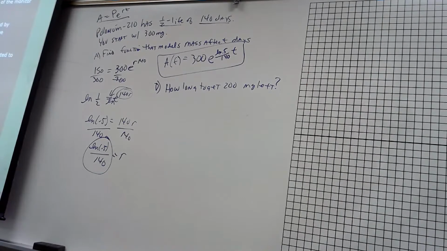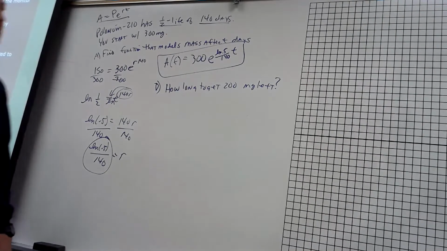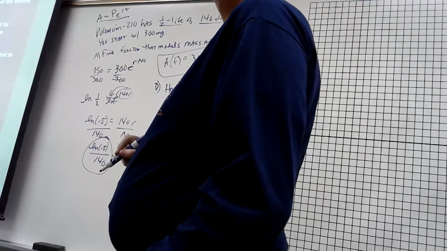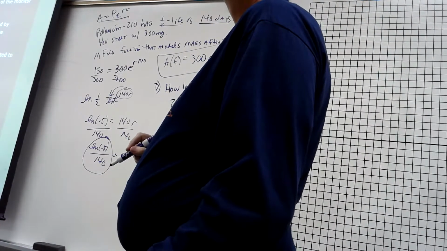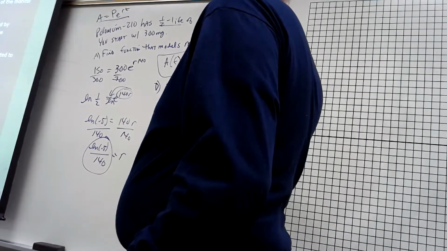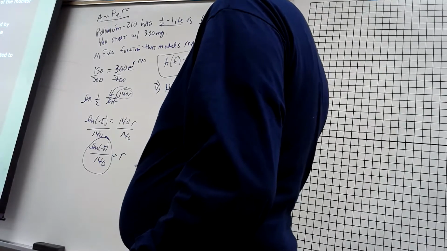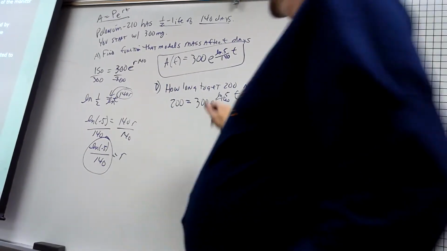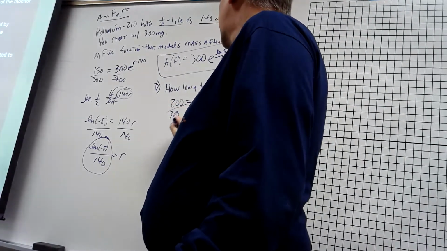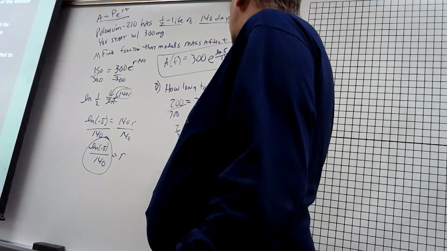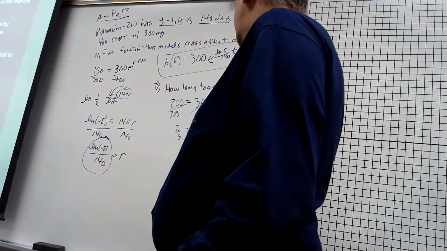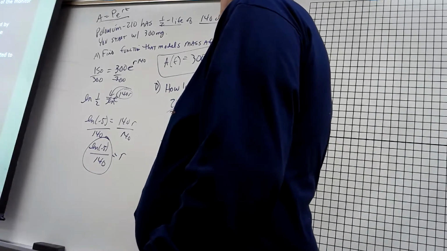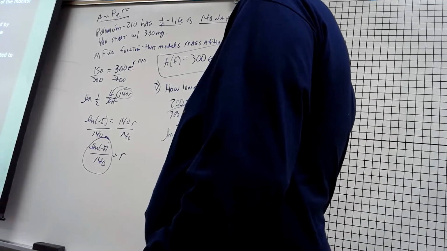Must be Danae's turn. All right, so you start with 200. 200 at time T equals what? 300 e to the ln 0.5 over 140 times T. You're going to find these are super repetitive, okay? Divided by 300. So 2/3 equals e to the ln 0.5 over 140 times T. Take the natural log. So the natural log of 2/3 equals the ln of 0.5 over 140 times T.